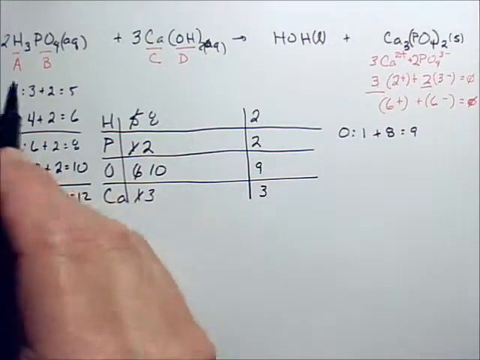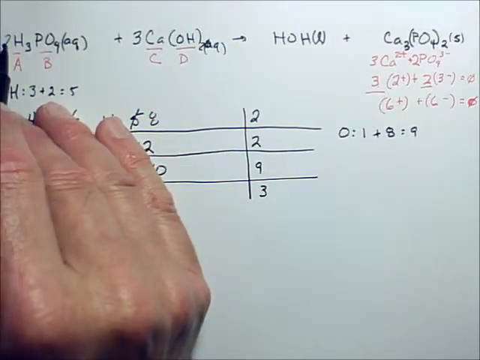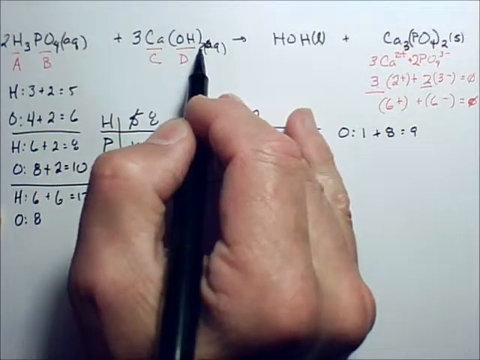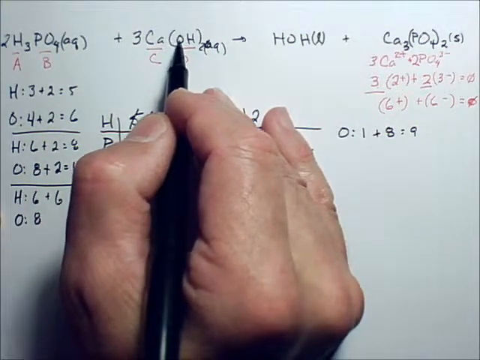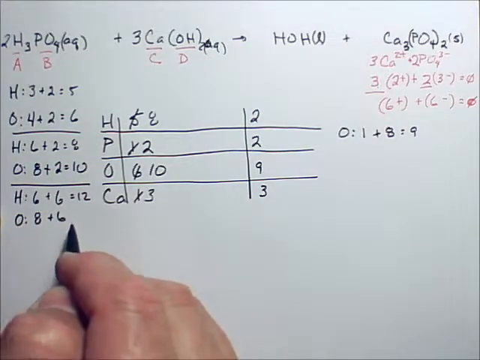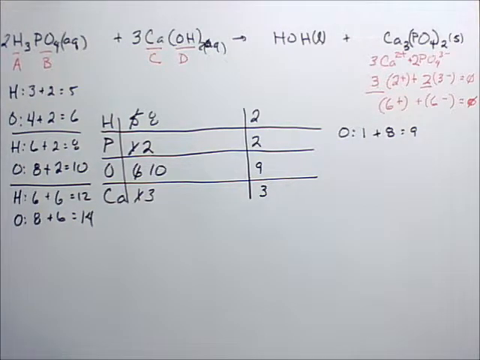Okay. Let's do oxygens now. I've got 4 oxygens in the phosphate times 2. So that's 8 oxygens there. I've got 2 times the 1 oxygen here, making 2. Then times this 3, that makes that a 6. So I've got 14 oxygens. Does that make sense?